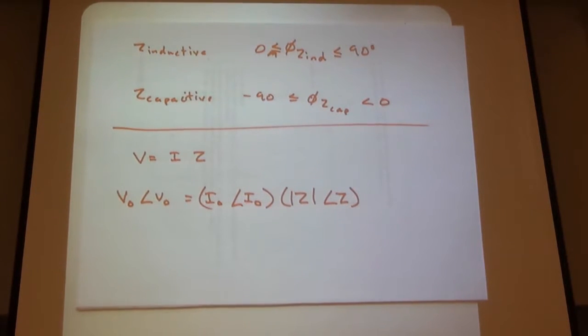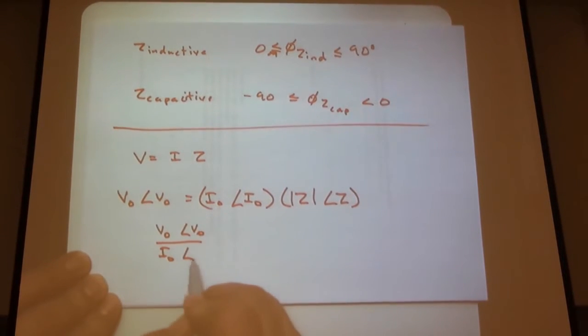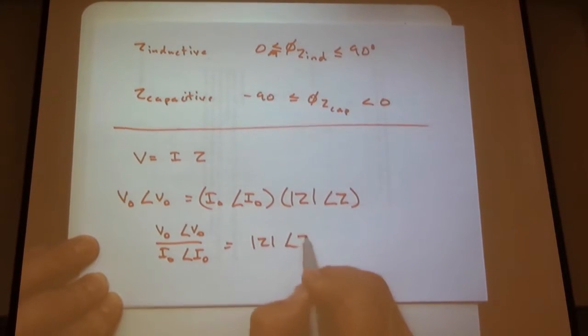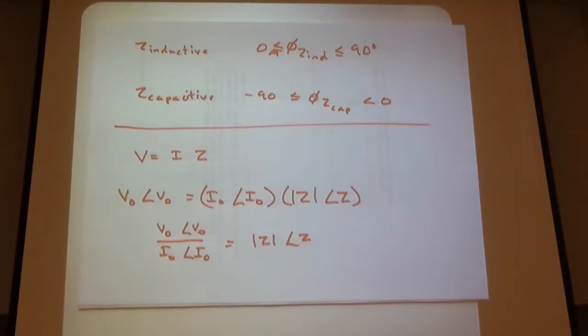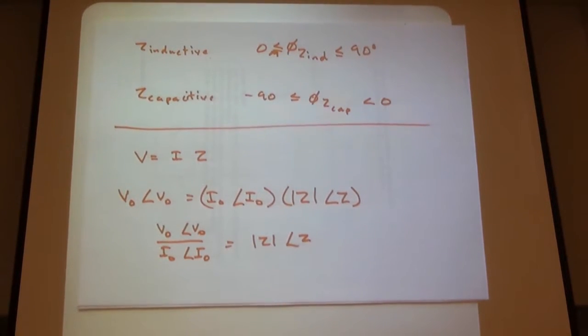We could rewrite this. V naught angle V naught over I naught angle I naught equals magnitude of Z, angle of Z. And this is an arbitrary Z. It could be a whole bunch of stuff. We circuit reduced it. Could be a single inductor, single capacitor, single resistor. What's the phase difference between the voltage and the current?